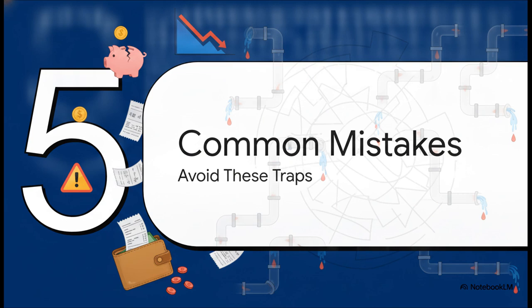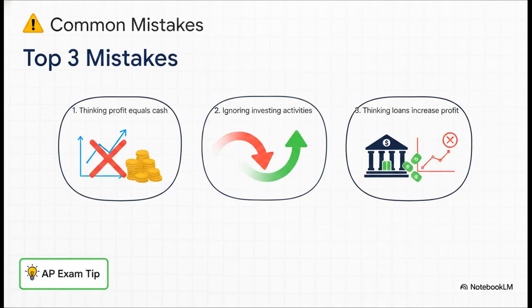Part 5, common mistakes. Let's make sure you avoid these traps. Now that we've seen a flawless example, we really need to address the pitfalls. Being aware of these will immediately put you ahead of the curve. The number one mistake, as we discussed right at the top of the explainer, is thinking profit equals cash. They are fundamentally different things.